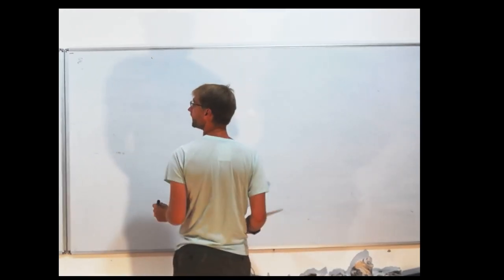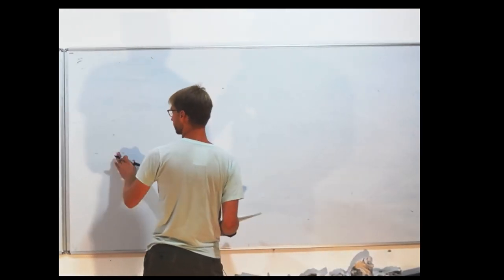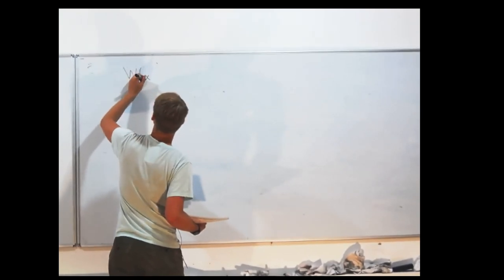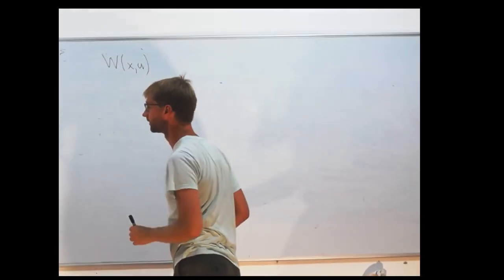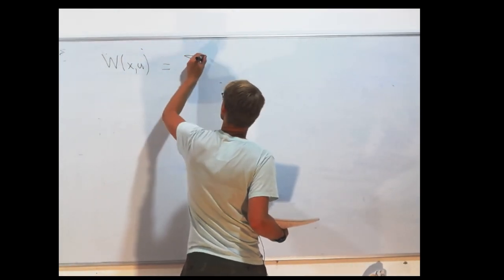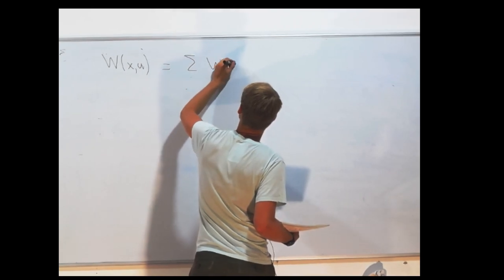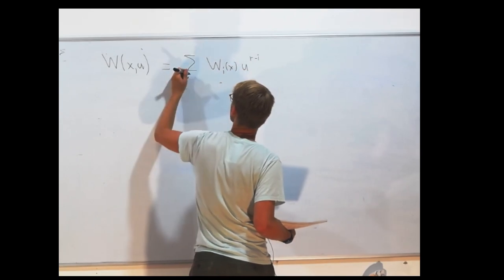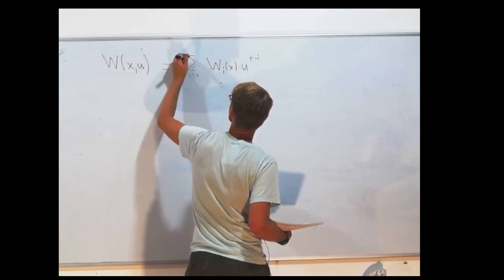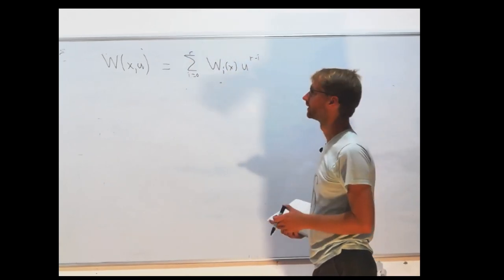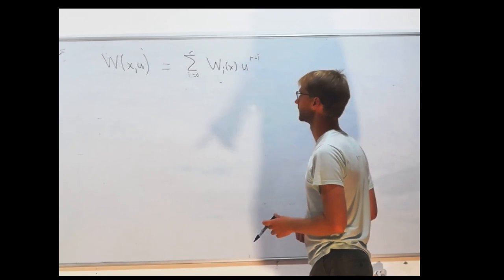Right, so I have defined them in this way, but of course with elementary symmetric polynomials, if you look at them this way, it's maybe better to just define something which is called W(x) with an extra variable, which I should have used there already. And this will just be the sum from i equals 0 to r of W_i times u to the r minus i. Where, if i equals 0, then this becomes 1.